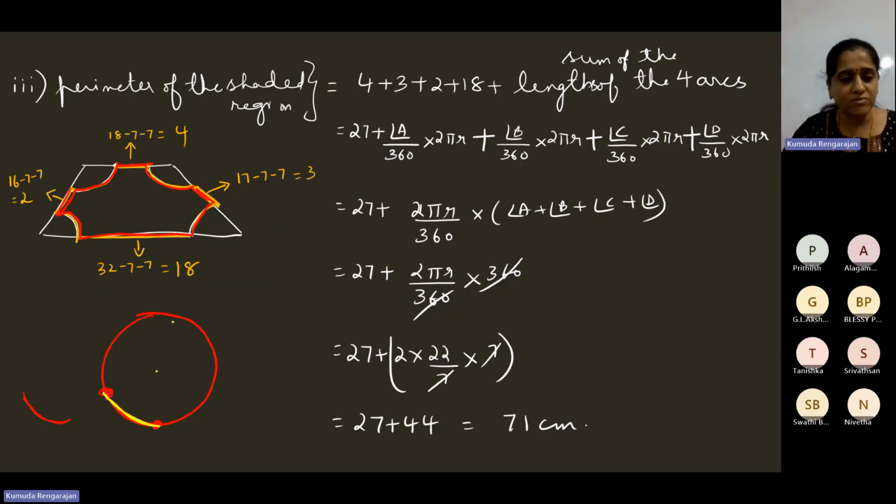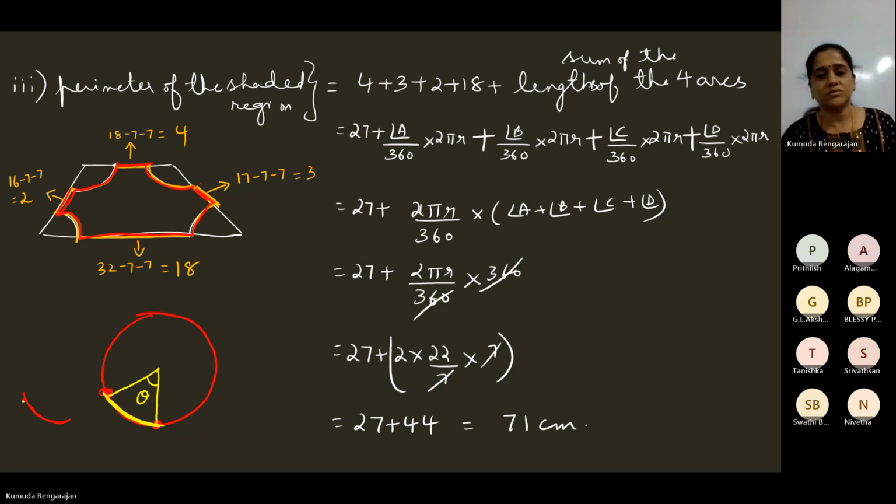So what's the corresponding sector angle? The corresponding sector angle is theta. So to find the length of this arc, it will be theta by 360 into 2 pi r. You can see that 2 pi r by 360 is common. Then this is replaced with 360, cancels, and all right. Clear?